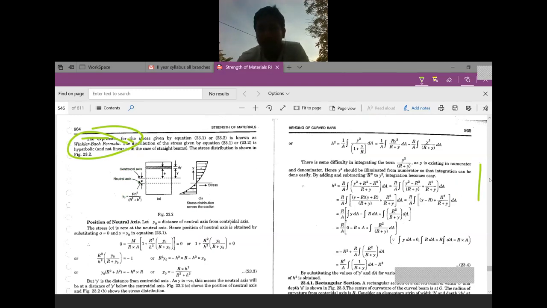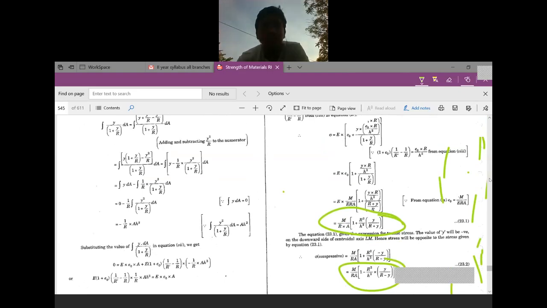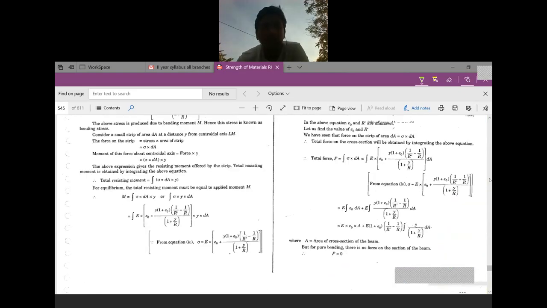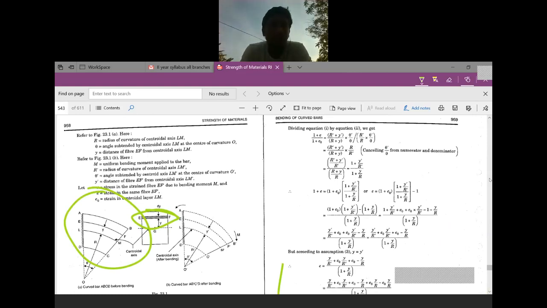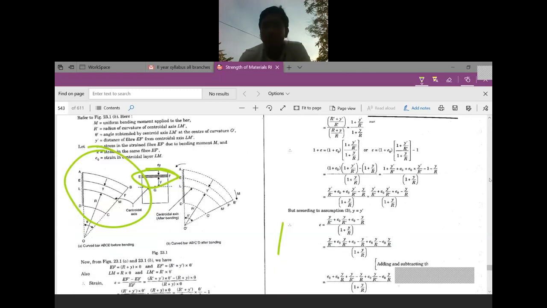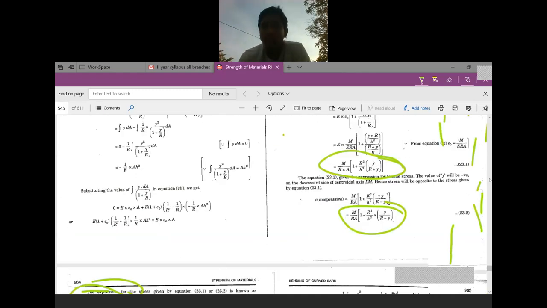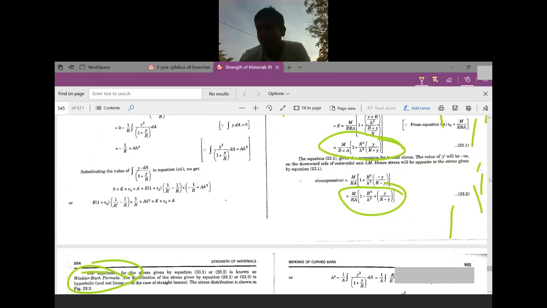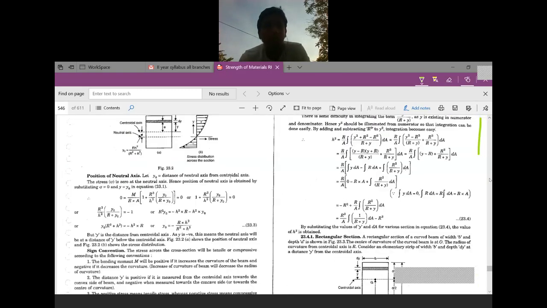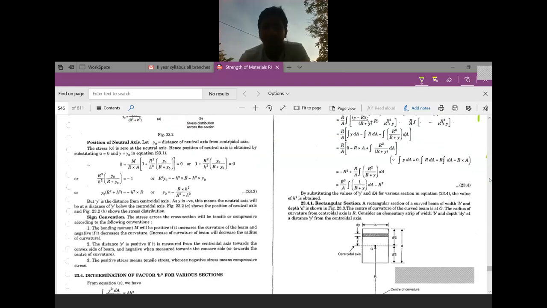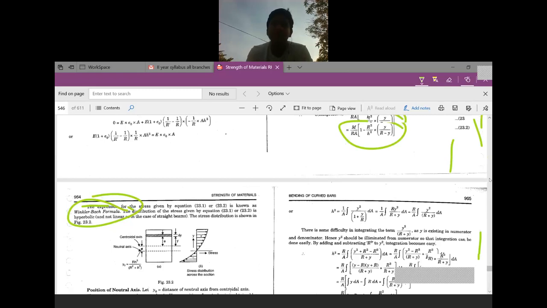And Y is nothing but, when you see in the diagram, the elemental distance from the centroidal axis. Y is nothing but the elemental distance from the centroidal axis. R is nothing but radius. H square is the standard value you are going to derive from the formula. Understand? These two formulas will be used.